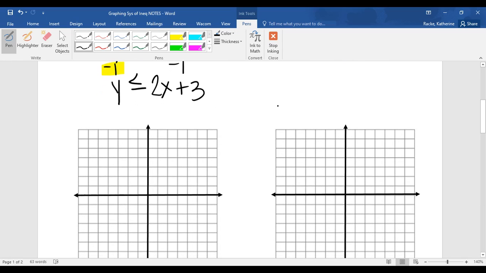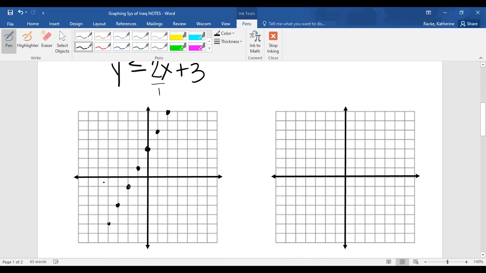I'm starting at 3. And I'm going up 2 over 1. So I'll just continue that. Okay, so there is the first line.